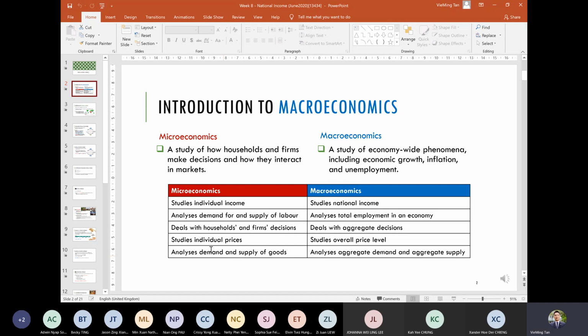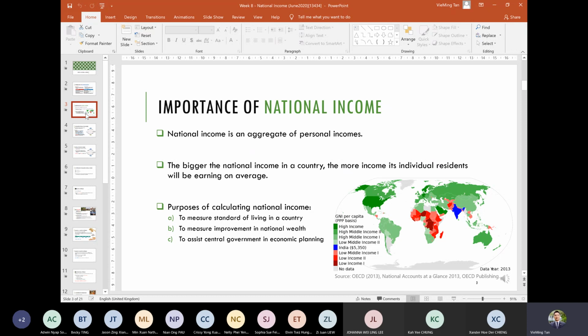No? Okay. So the next slide introduces the meaning of national income. National income is the total of personal incomes. That means the total of individual income from households and also the firms. Firms are called the producers. By summing up all the incomes, this will be called the national income. So the bigger the national income of a country, the richer the country is. If the national income of a country is higher, that means the country is richer.